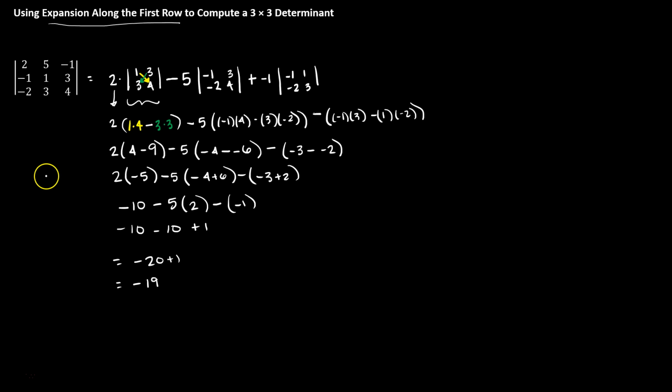So this 3x3 determinant, we expanded along the top row, creating a bunch of 2x2 matrices. We evaluated each of the 2x2 matrices and then simplified using order of operations. We're going to use the same process in calculating a cross product in the next video.